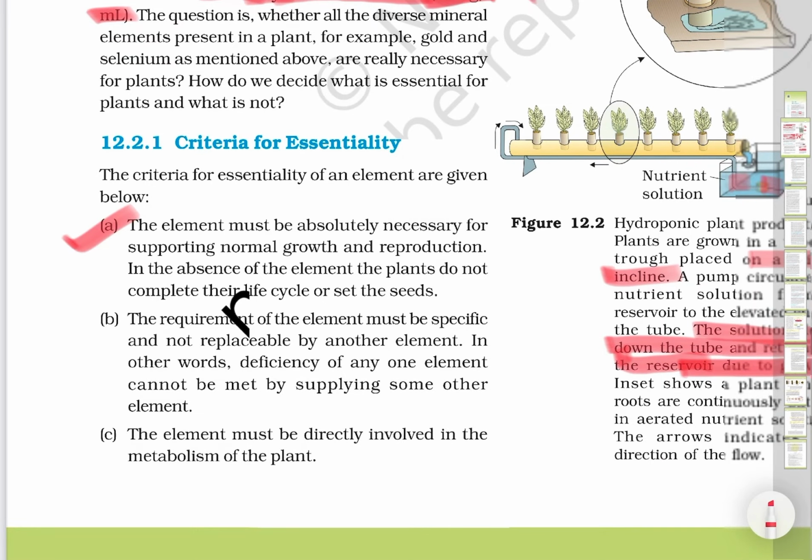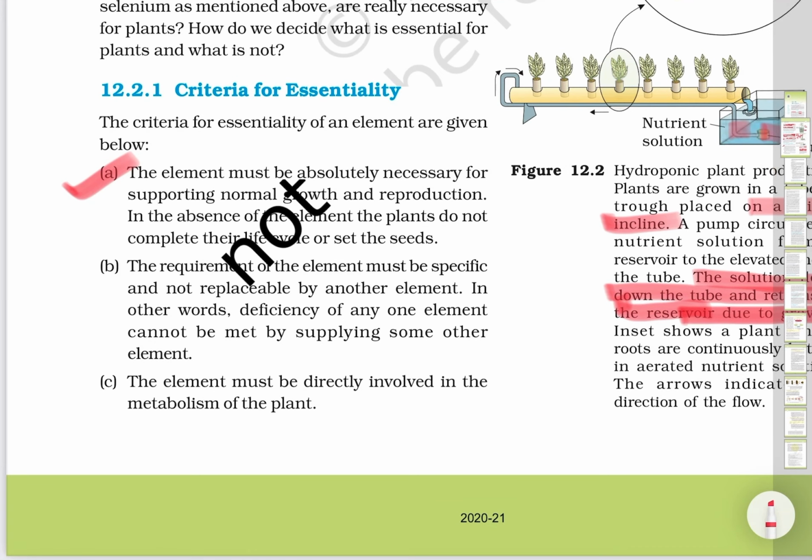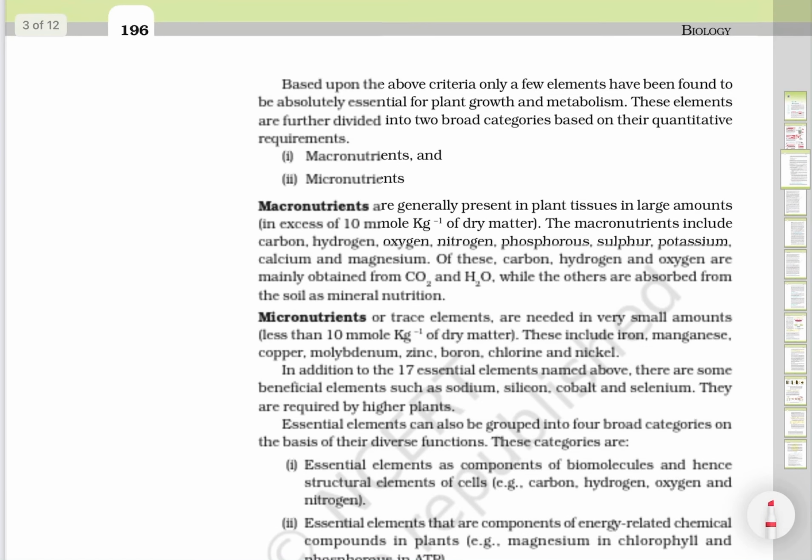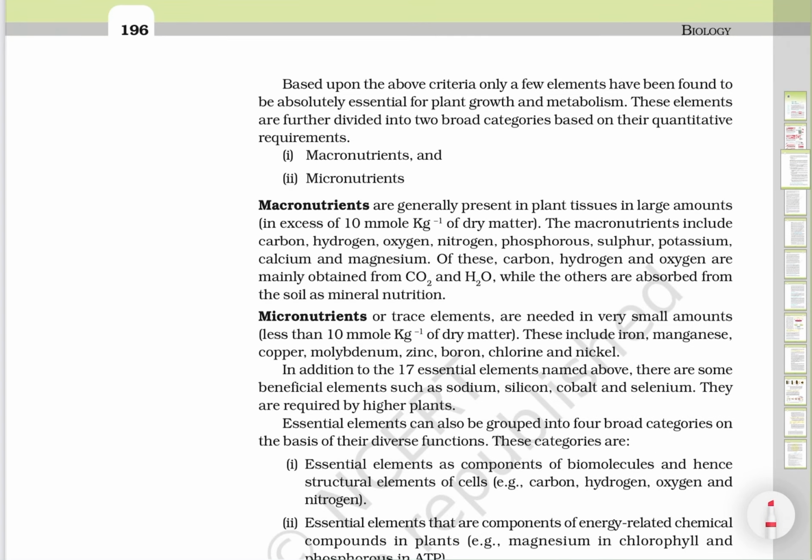The requirement of the element must be specific and not replaceable by other elements. In other words, the deficiency of any one element cannot be met by supplying some other element. The element must be directly involved in the metabolism of the plant. Based on the above criteria, only a few elements have been found to be essential for plant growth and metabolism.